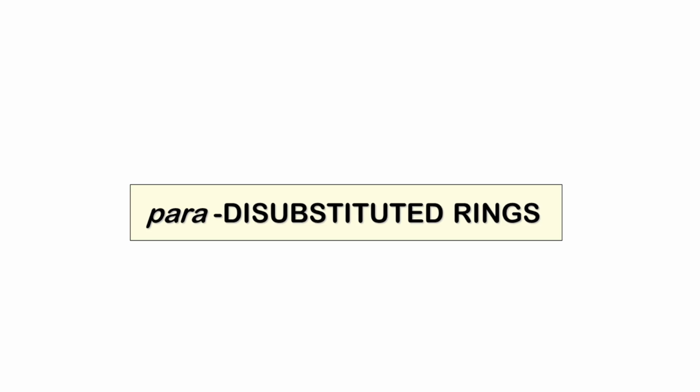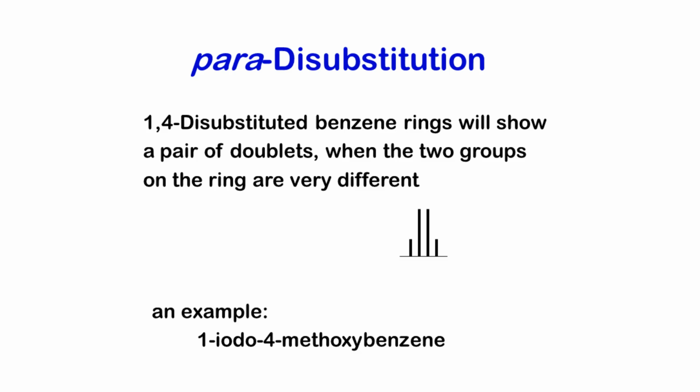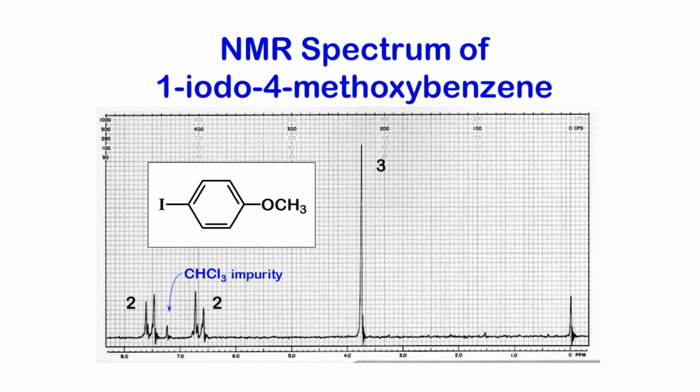Now, let's look at para-disubstituted rings and the unique NMR patterns. 1,4-disubstituted benzene rings will show a pair of doublets when the two groups on the ring are very different. An example is 1-iodo-4-methoxybenzene. This is the NMR spectrum of 1-iodo-4-methoxybenzene, illustrating the doublet pattern.